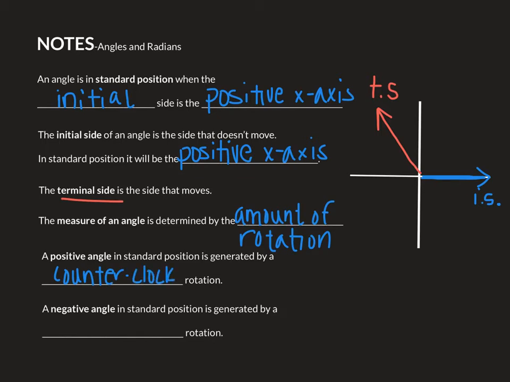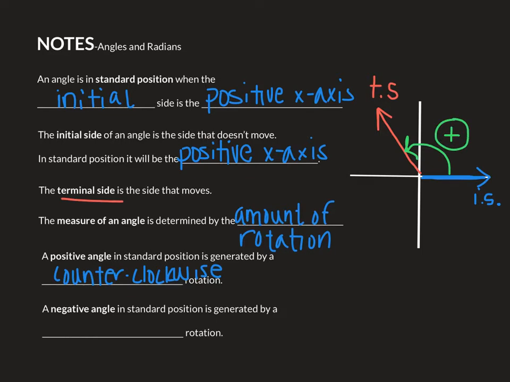I don't have much room to write in there. Counterclockwise rotation. That's getting worse. Let's see if I can clean that up a little bit. Counterclockwise rotation, meaning if I have a positive angle, it's going to start at the initial side and rotate in the counterclockwise direction. So this would be an example of a positive angle.